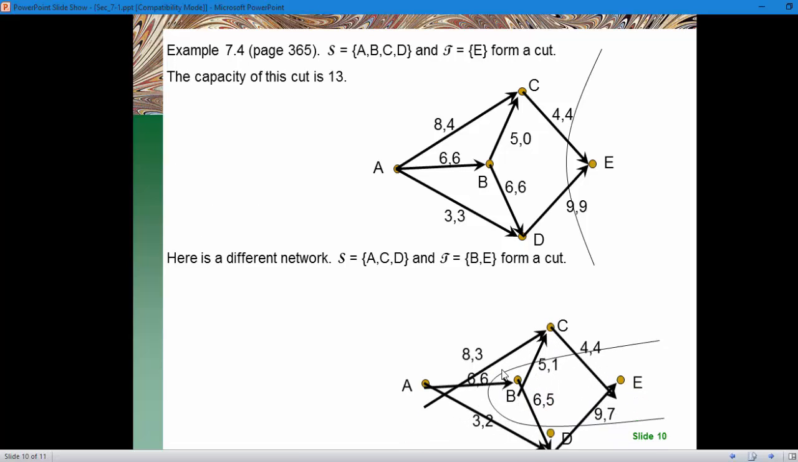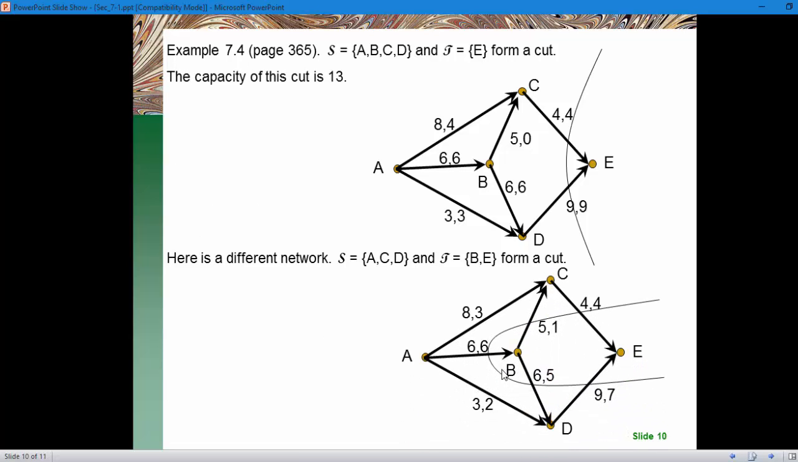Here's another cut. This is from a different network. Now notice that here we have A, C, D, and set T has B, E. And here's the graphical representation of this cut. Now the sum of the capacities from S to T would be adding all these numbers. So here's the cut, all these numbers from edges going from S to T.